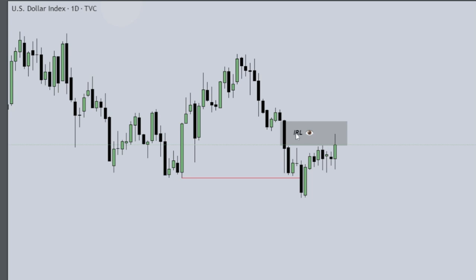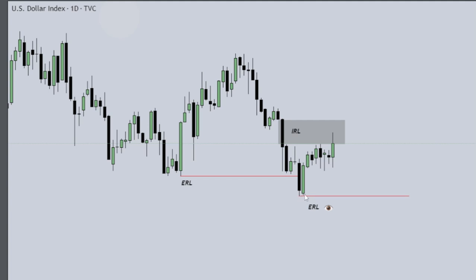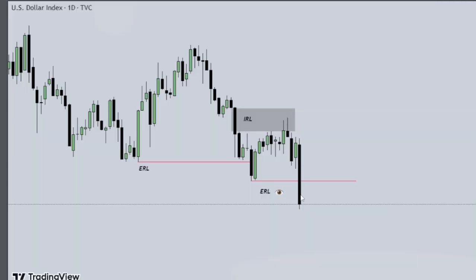Market took out this internal range liquidity. Market can fill this gap half or full, or can touch this and reverse. Our next aim is this external range liquidity, this low. Market took out this external range liquidity as we expected. How to take an entry?